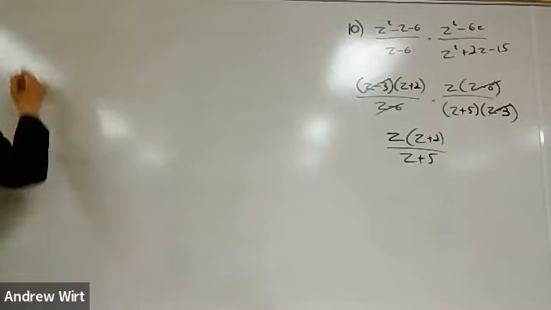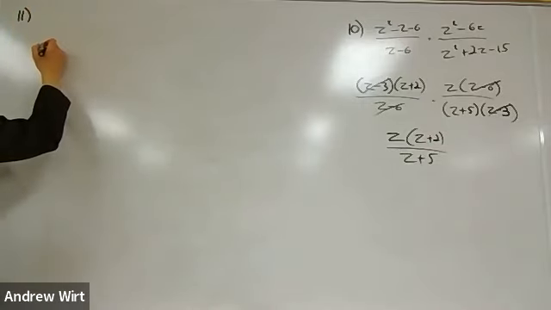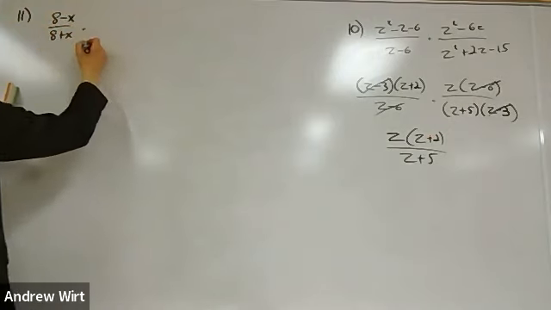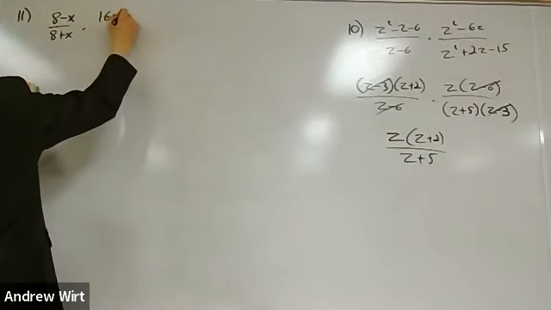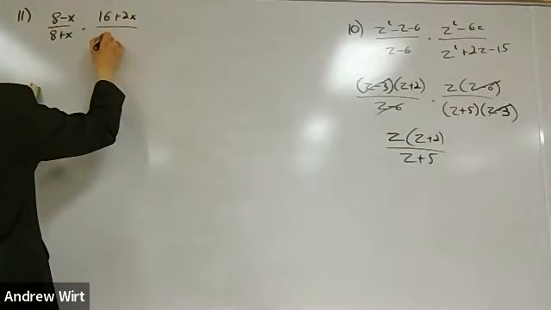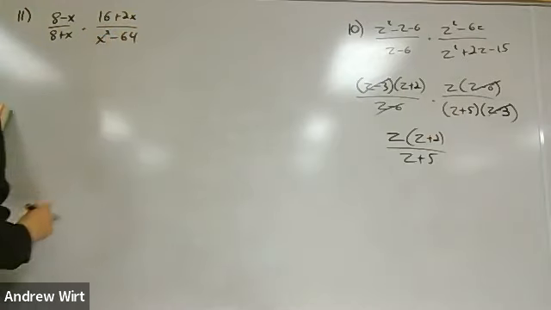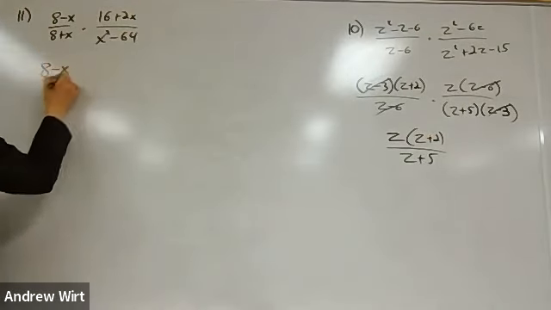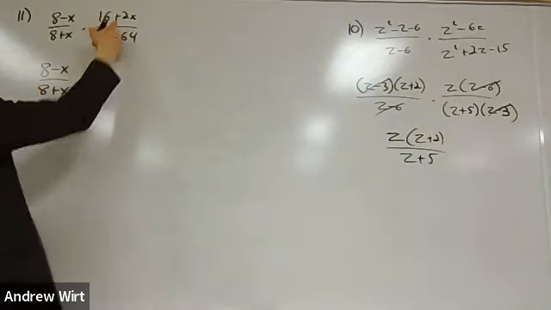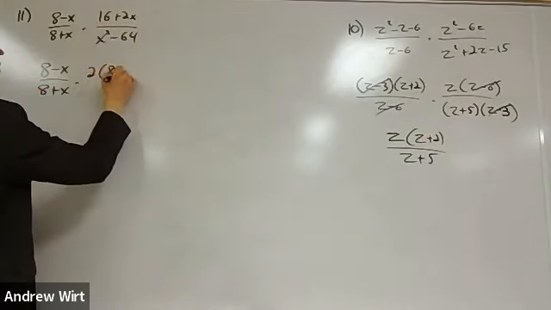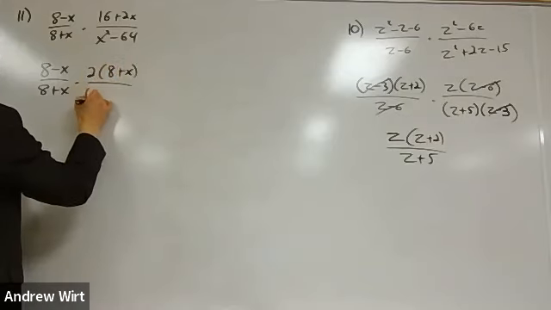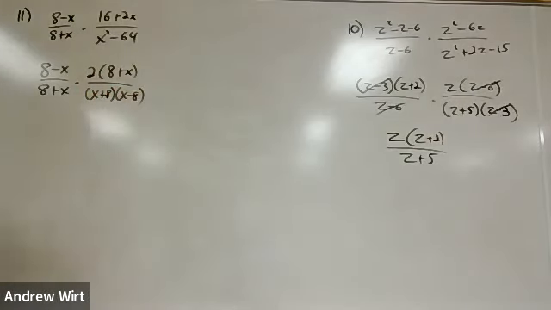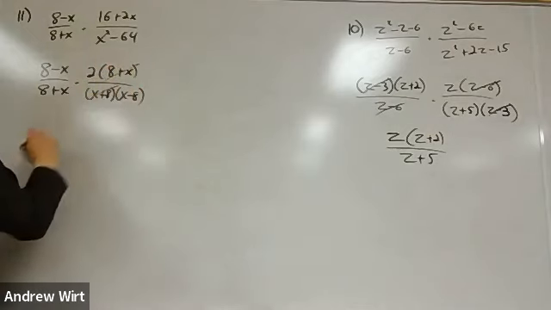Number 11. All right, factor and cancel. Here we can factor out a 2. And 8 plus x. Here we've got a difference of squares, that is x plus 8, x minus 8. Now these are in a different order, but it's addition, so it doesn't matter, so those still cancel.